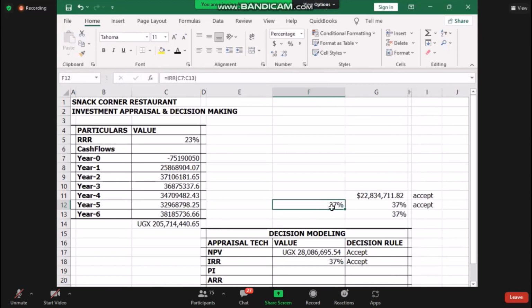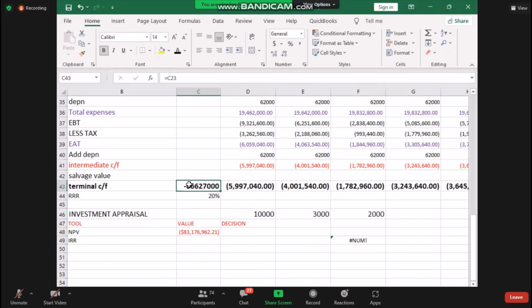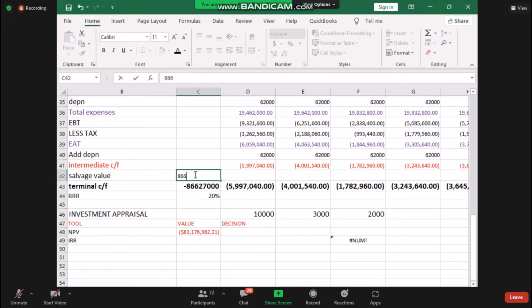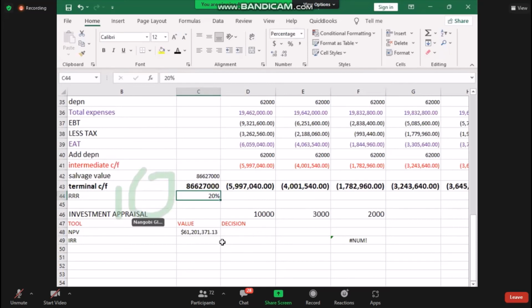Something I'm trying to now think about is why it's not working. Let me first go back to my original share. Take this as a positive. Let me try to take it as a positive. Let me first type it here, 8662700. Let me delete this, and I put this here, and I put it there. I determine my IRR.